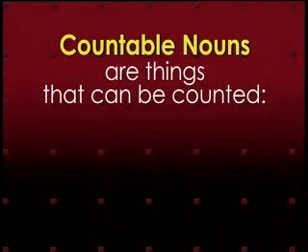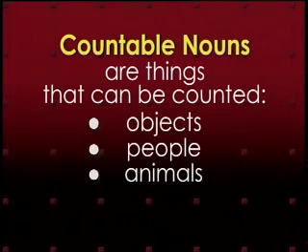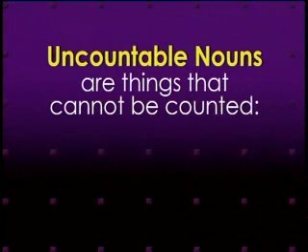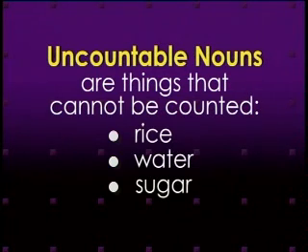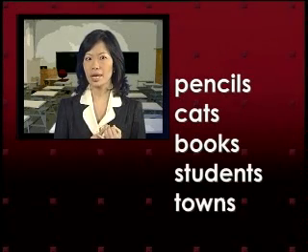Hello again. This lesson is about countable and uncountable nouns. A countable noun refers to things that can be counted, such as objects, people, animals, and places. Uncountable nouns are for things that cannot be counted, like rice, water, and sugar. Let's start with countable nouns. These must be separate things that can be counted, such as pencils, cats, books, students, and towns.